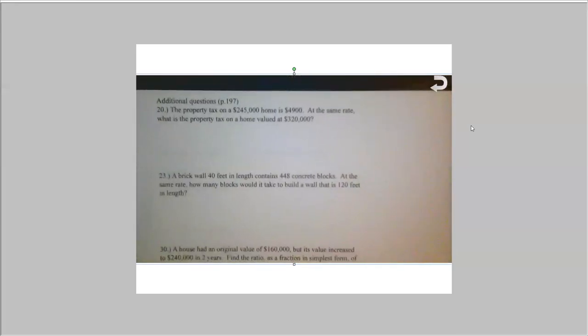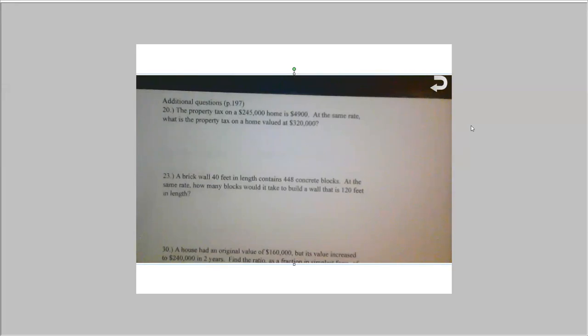All right, let's look at some word problems. These word problems I'm actually getting from your textbook. If you want to look along in your textbook, you're welcome to do so. These come from page 197. So from that page, these are numbers 20, 23, and 30. So I just want to show you what numbers those are if you are looking in your textbook.